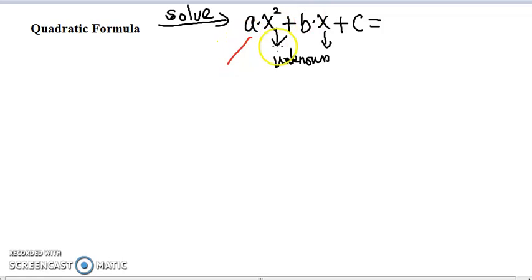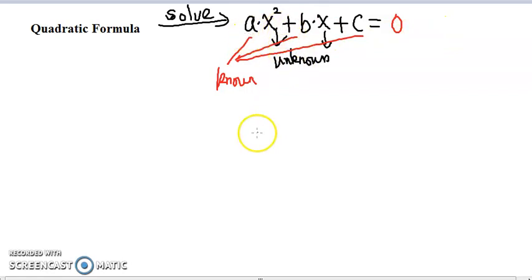So let me specify a and b and c. These are given. These are numbers we know. Equals 0. On the right side, it has to be 0. So if it's not 0, you have to move everything to the left to make the right side 0 in order to use this formula.